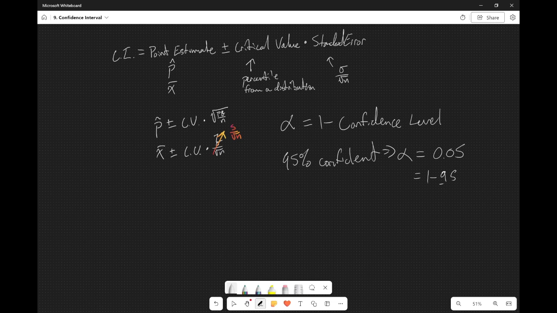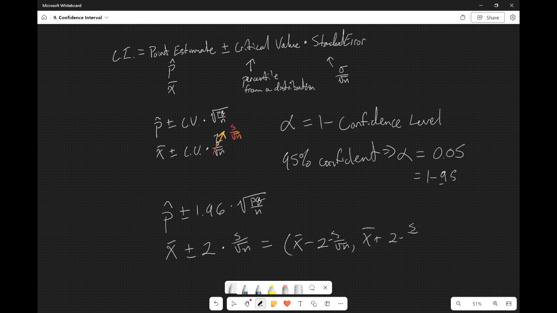Okay? So if we're assuming normality, then we have p hat plus or minus 1.96 times square root of pq over n. If we're doing an x bar, then it's plus or minus something approximately equal to 2 times s over root n. And you'll write this as x bar minus something close to 2 times s over root n, comma, x bar plus 2 times s over root n.